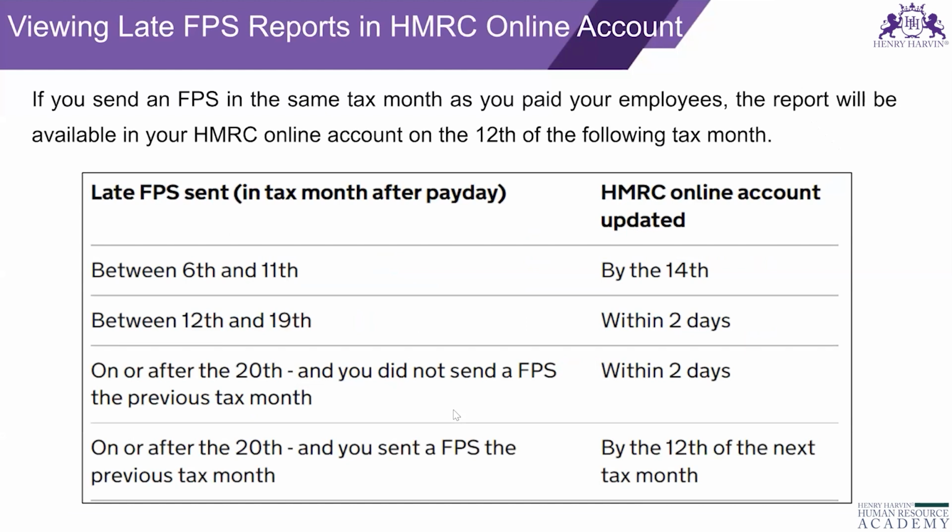Now, viewing a late FPS report in the HMRC online account. If you send an FPS in the same tax month as you paid your employee, the report will be available in the HMRC online account on the 12th of the following tax month, when you submit it on time. For example, if your period is the 25th and you submit the FPS on the 25th, this gives enough time for HMRC to report the details by the 12th of the following month.